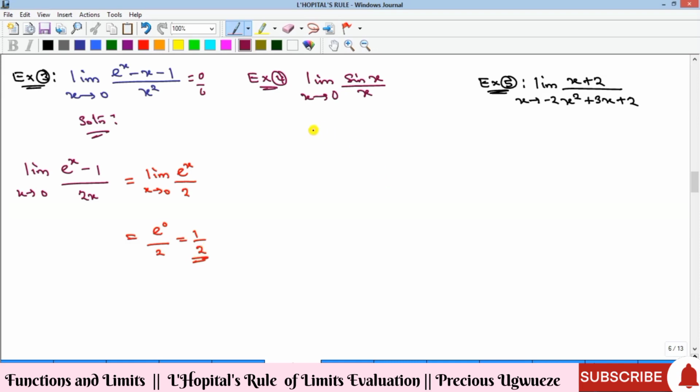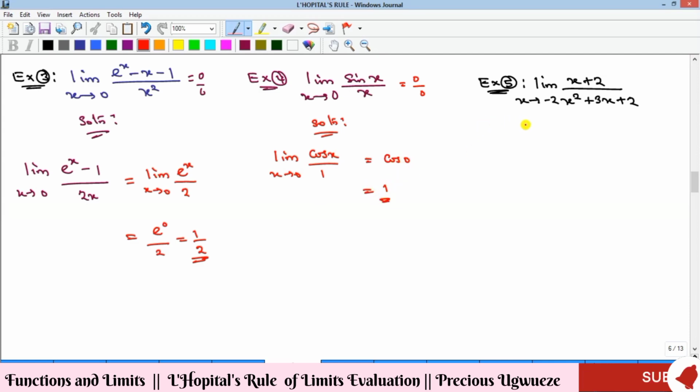Okay, so for example 4 now, we have the solution here. You can see that if you do a direct substitution here, sine of 0 is 0, and if you divide by 0, you have 0 over 0. So at this point we can take the differentiation of the numerator and denominator, and that's going to give us cos x all over the derivative of this, which is 1, as x goes to 0. And if you directly substitute here, you are going to have cos of 0, which is equal to 1.